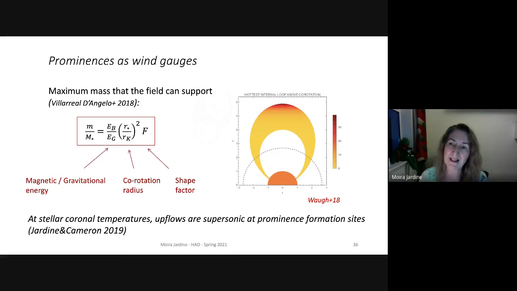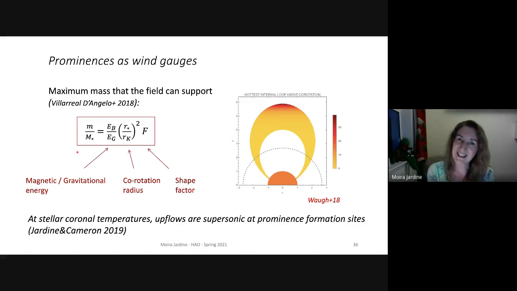You can see all the mass accumulating out here because the star is rotating rapidly. It's acting like a centrifuge. Material is collecting at the very top of this loop. So we can determine quite easily what's the maximum mass that could be supported. We simply balance the gravitational forces up here with the magnetic tension. And we can express this as the maximum mass relative to the mass of the star. It depends on the ratio of the magnetic to gravitational energies, modified by the co-rotation radius, and there's a geometric shape factor.